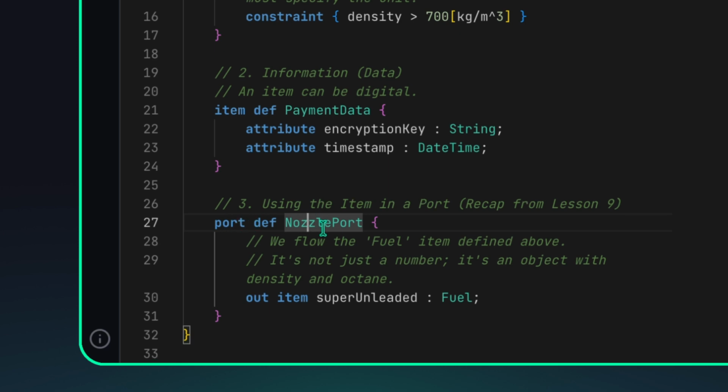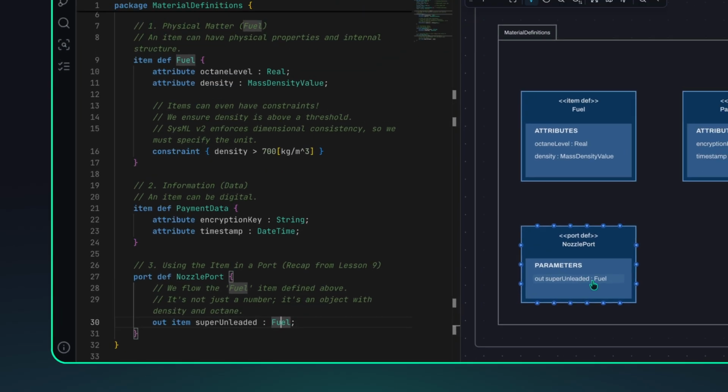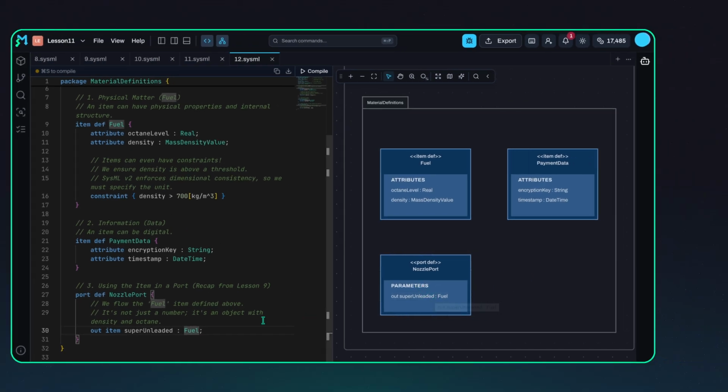Finally, the port declares an outgoing item feature. Super unleaded is an item usage typed by fuel. The out direction says that a usage of nozzle port can send this fuel outward through the port. It does not mean the nozzle is actively dispensing fuel at every moment. It structurally defines the port's boundaries.